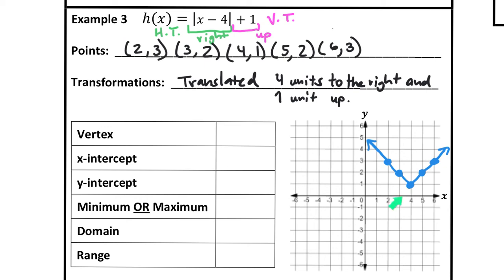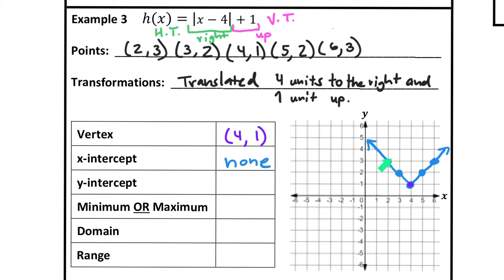All right, here is the vertex where these two lines meet. So the vertex, let me do it in purple. That vertex is at location 4, 1. Does the graph intersect the x-axis? No, right? So we would say none, or there is no x-intercept.